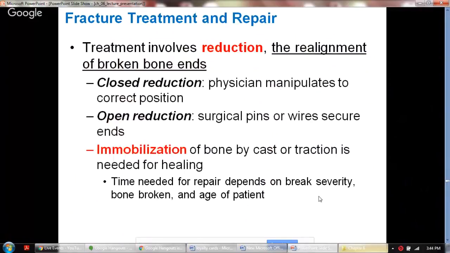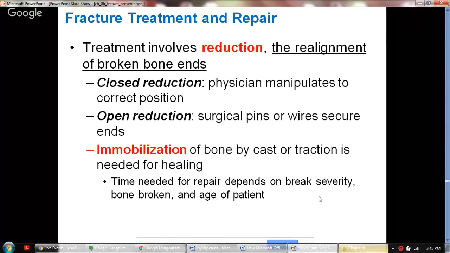With regard to fractures, you need to know the fracture treatment and the repair process. The treatment involves the reduction, the realignment of the broken bone ends. The reduction would be either closed reduction, where the physician can manipulate the bone to the correct position, or open reduction, where you need some surgical procedures. It would be kept in position by pins or wires, which secure the ends. And of course, immobilization is needed, and it's done either by cast or traction.